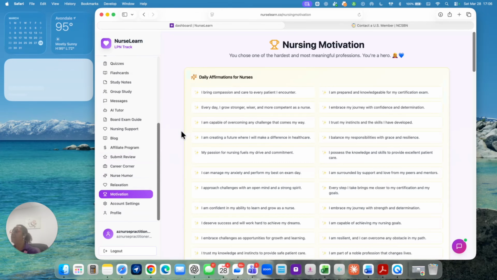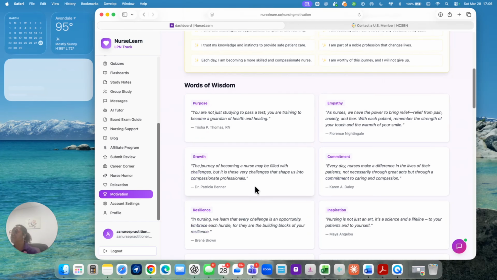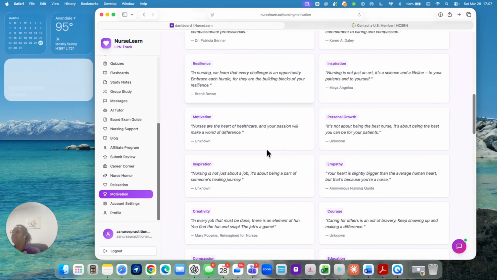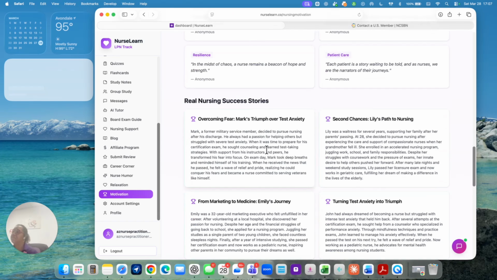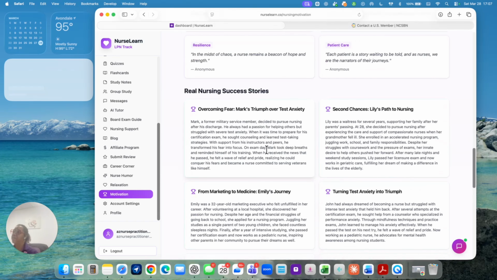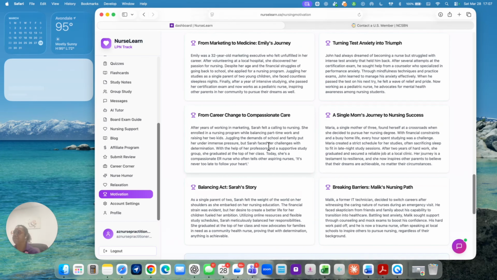And then some motivation, so some daily affirmations for you, some words of wisdom. You're not just studying to pass tests, you are training to become a guardian of health and healing. Being a nurse is one of the most rewarding careers. To know that you're making a difference in somebody's life, to me, that is quite amazing.